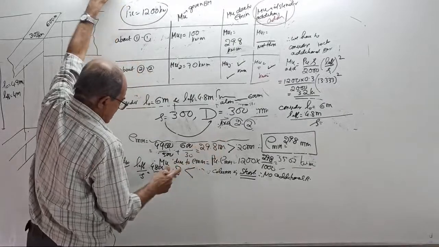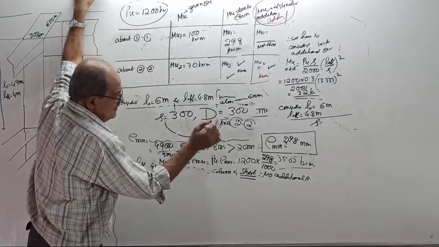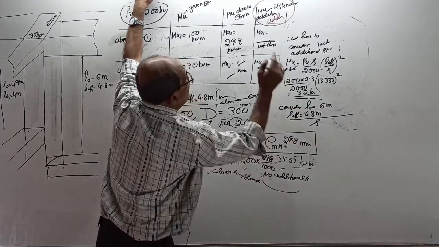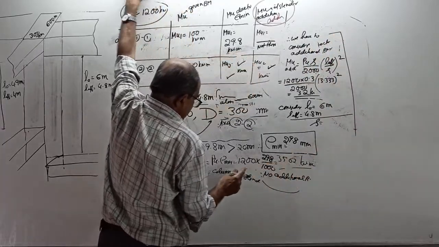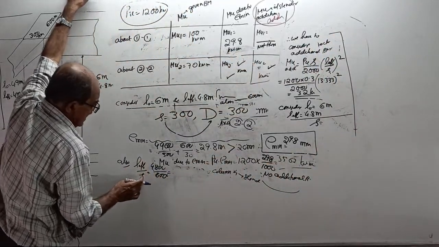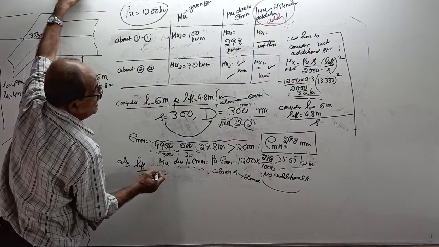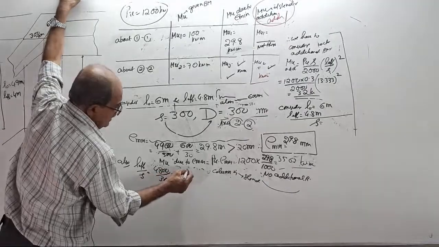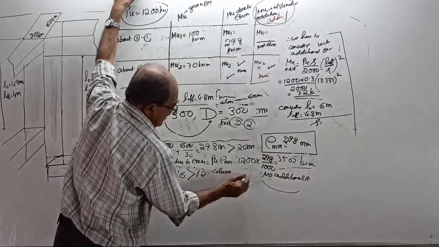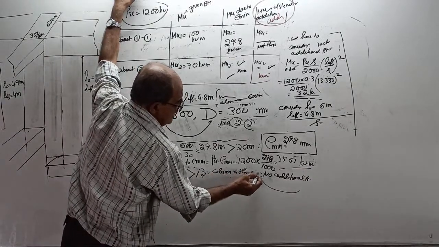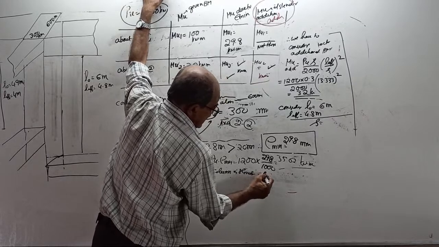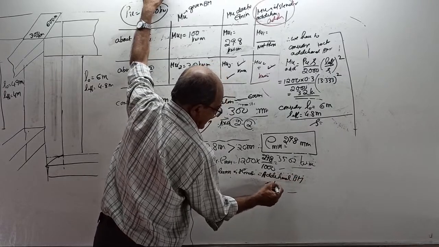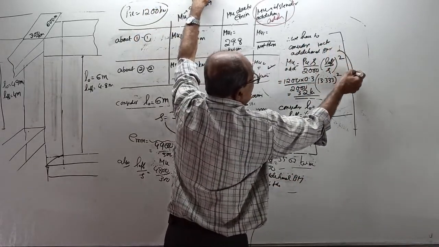Okay, now remember, here L effective by S. This time it will not come small, it will come slender, and we have to consider additional BM. See, this time when you calculate L effective by S, 4800 by 300 is 16, more than 12. Column is slender. So, therefore, additional BM is there. Therefore, continue. Find the additional BM.